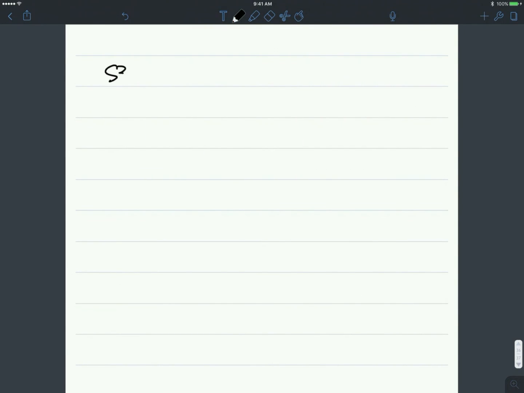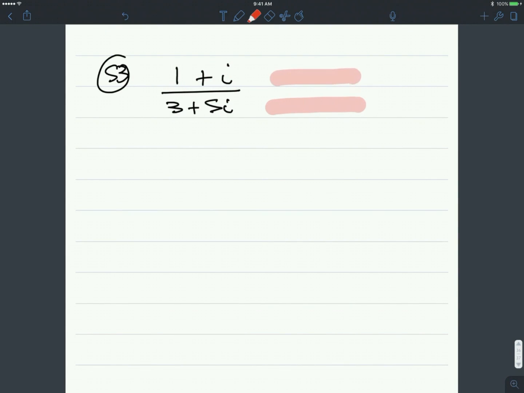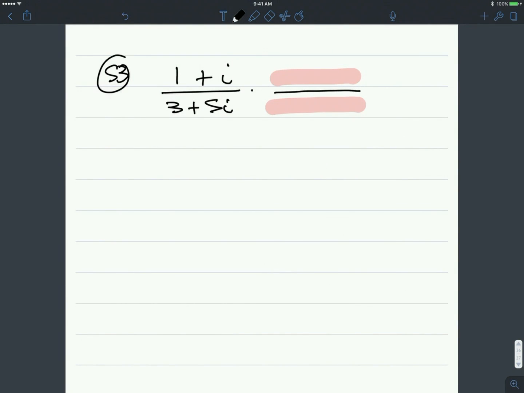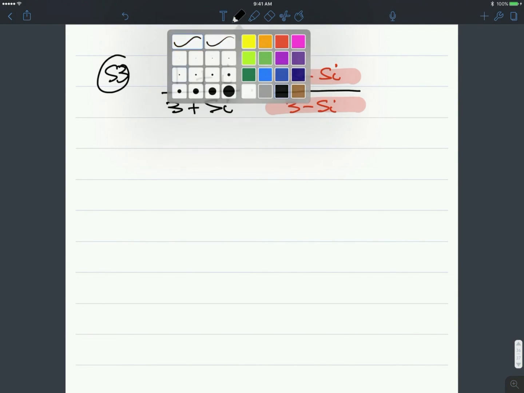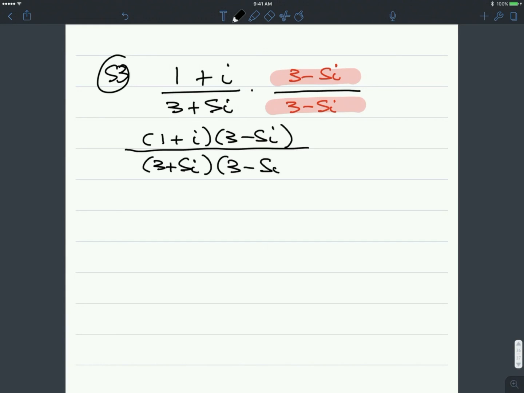Number 53. 1 plus i over 3 plus 5i. Again, we're going to multiply by a fraction that's equivalent to 1. Meaning, I'm going to use the conjugate of 3 plus 5i, which is 3 minus 5i. We're going to get 1 plus i times 3 minus 5i over 3 plus 5i times 3 minus 5i.